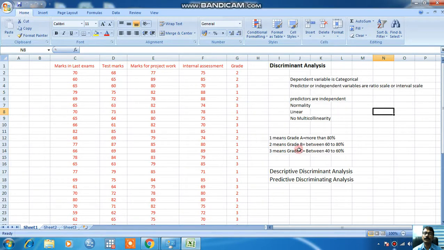In this video we just explained the main concept behind this application, and in the next video we will explain how we can check the assumptions, because discriminant analysis is based on certain assumptions. These are the assumptions: predictors are independent, there should be normality of the independent variables or predictors, linearity, and there should not be any multicollinearity. These are the assumptions of discriminant analysis regarding the independent or predictor variables.